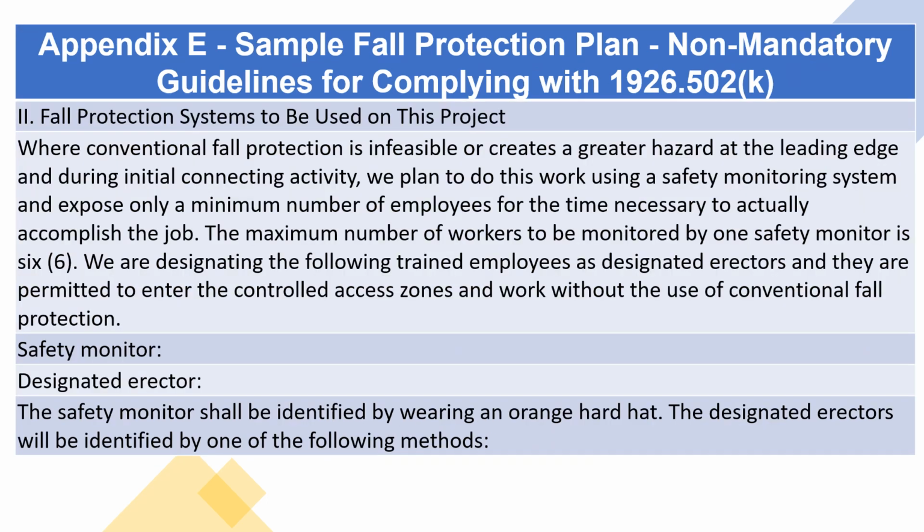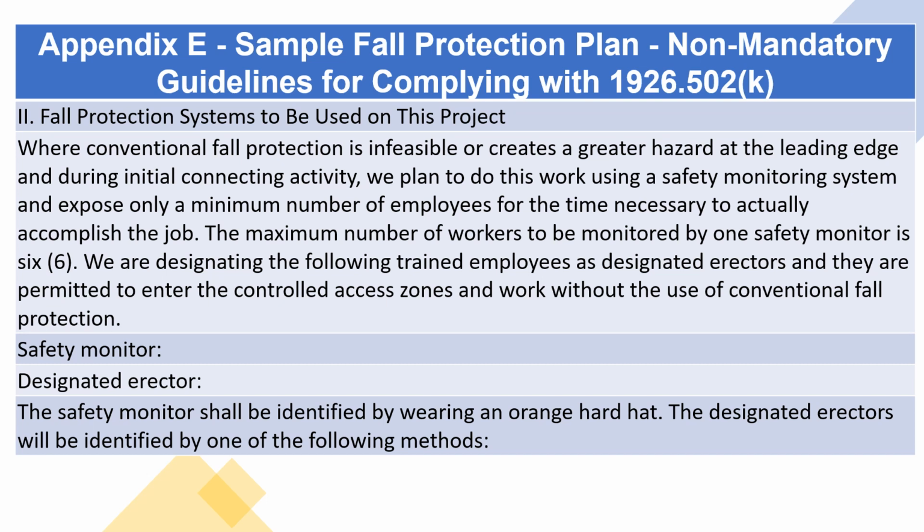2. Fall protection systems to be used on this project. Where conventional fall protection is infeasible or creates a greater hazard at the leading edge and during initial connecting activity, we plan to do this work using a safety monitoring system and expose only a minimum number of employees for the time necessary to actually accomplish the job. The maximum number of workers to be monitored by one safety monitor is 6.